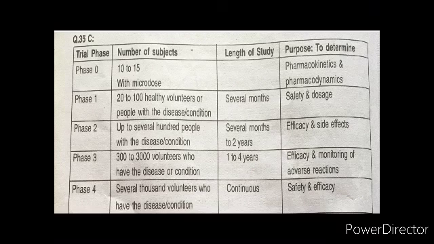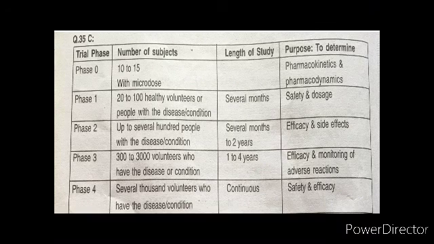The question is, a clinical trial is being conducted with 1,500 volunteers, which may span a period of 2 years as per the protocol. So the clinical trial is in which phase? Phase 1, phase 2, phase 3, or phase 4. You have 1,500 volunteers and the period is 2 years. So which is the phase?